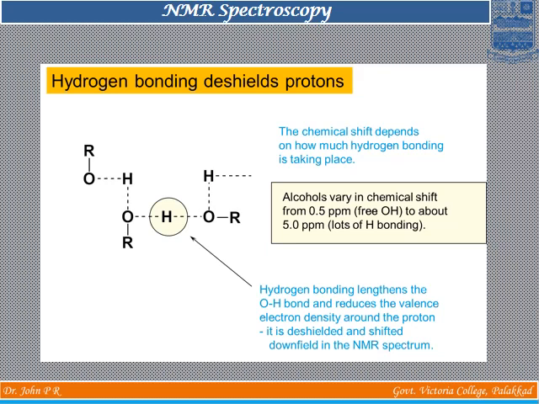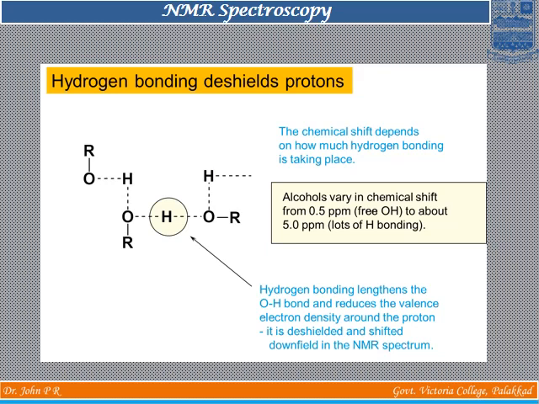And why does that hydrogen-bonded hydrogen appear in between 0.5 and 5 ppm, a wide range? It is because the extent of hydrogen bonding may be different in the given sample. That depends on several factors: the presence of protic solvents, or the concentration, temperature, so many factors. That's the reason why the alcoholic hydrogen or amino hydrogens appear in the NMR spectrum in between 0.5 to 5 ppm.